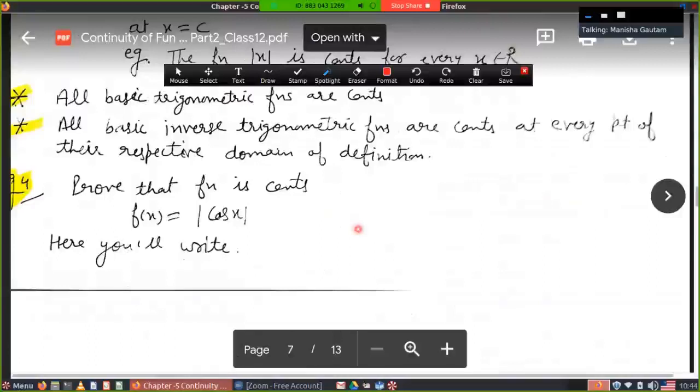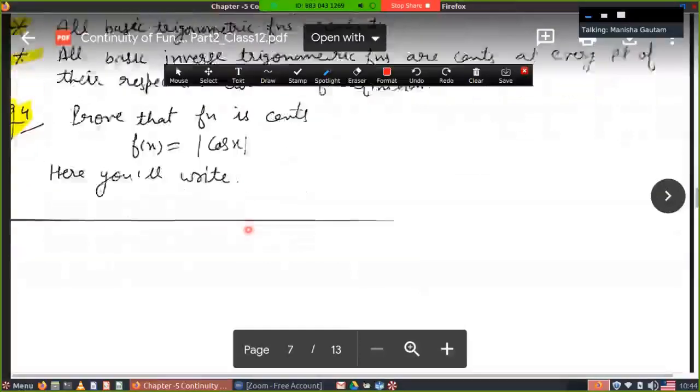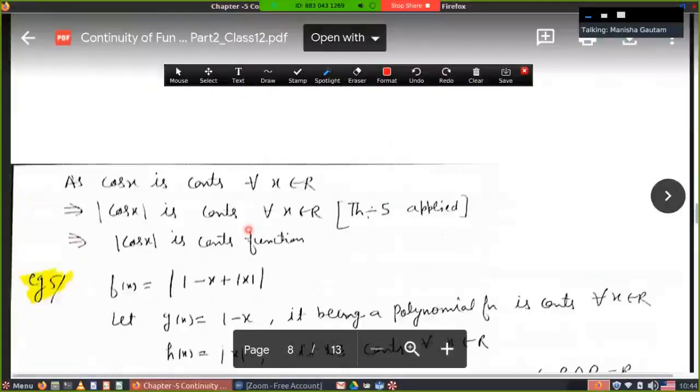Now, here's the example. Prove that the function f(x) is continuous. As I have told you, trigonometric functions are continuous. Apply this theorem. All basic trigonometric functions are continuous. If the inside function is continuous, then its modulus also gives a continuous function. How to write it? Cos x is continuous for all x belonging to R. Mod of cos x is continuous by using the theorem. The modulus of cos x is a continuous function.